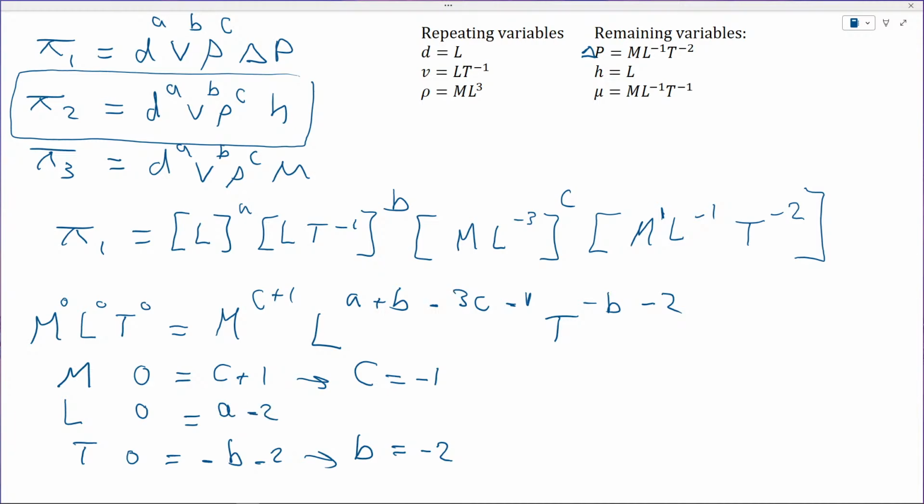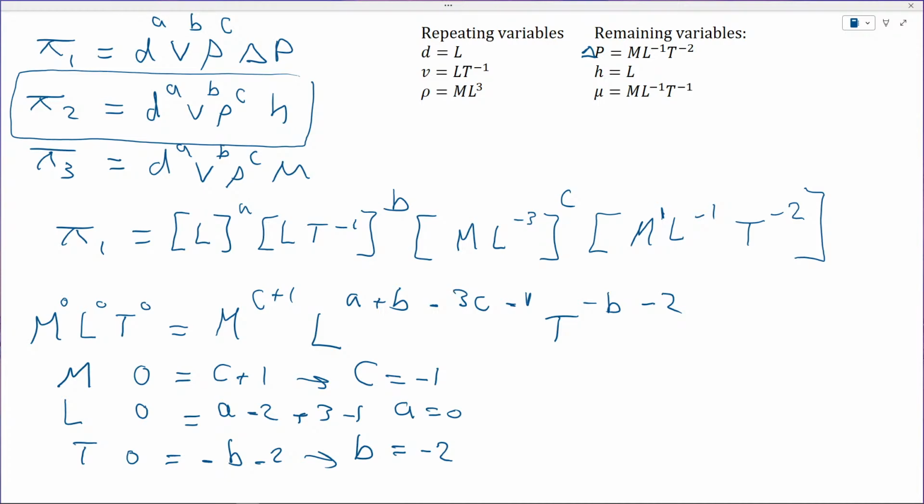Minus 3C, so that is like minus 1 times minus 3, so that's plus 3. And that is like minus 1, yeah? So basically, in that case, I got A is equal to 0 because here that's like minus 3 plus 3, that's equal to 0. So I have C minus 1, A to the power of 0, and B minus 2.